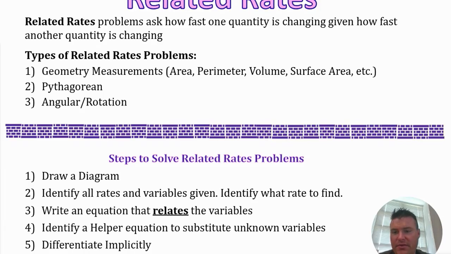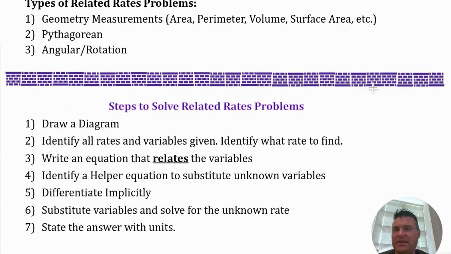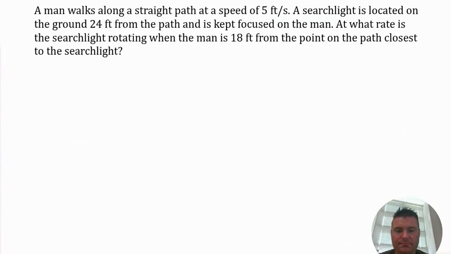So again, for the angular rotation that we're going to deal with, our steps are exactly the same as the other one. We're going to draw a diagram, identify all of the variables that we need, write out the equation that relates to everything, identify a helper equation. The only thing is, instead of this being a helper equation, this will be more of a helper picture. So let's get rocking and rolling to this problem.